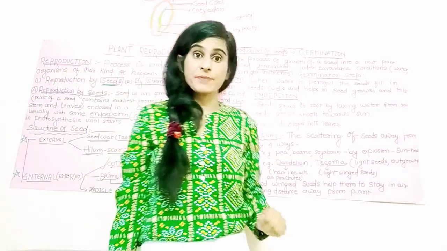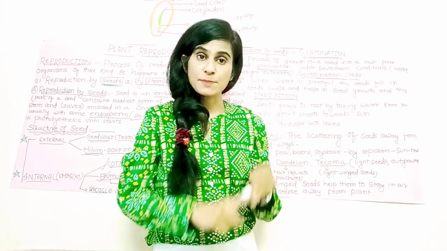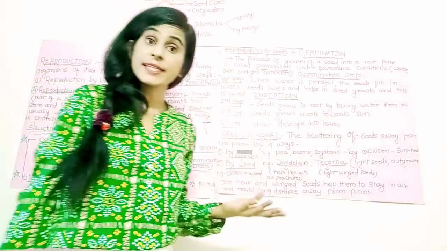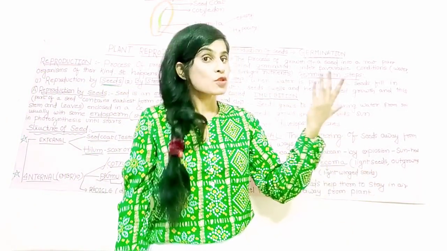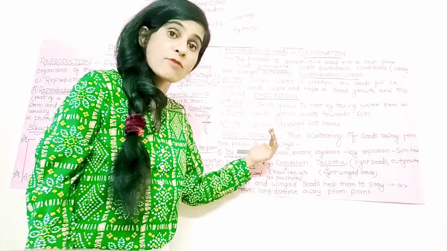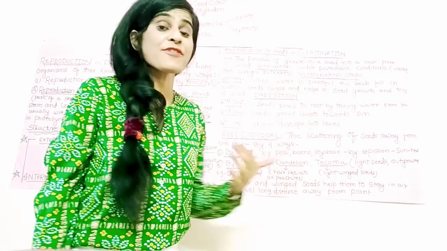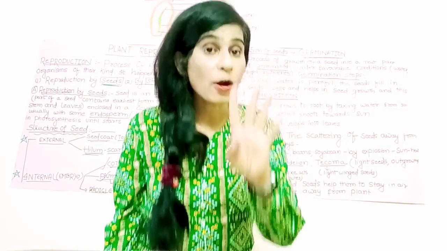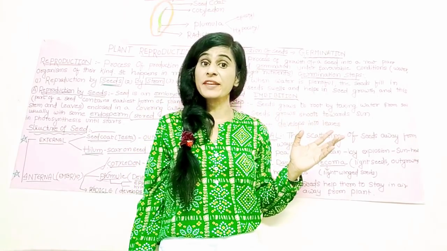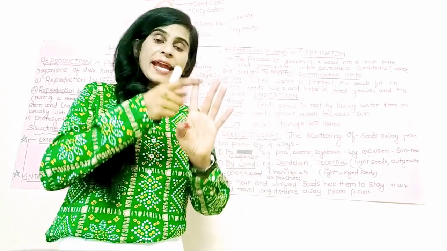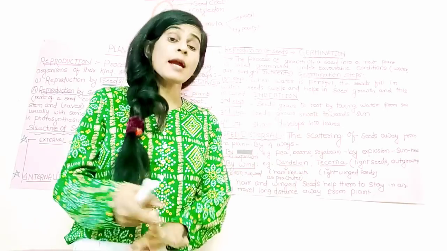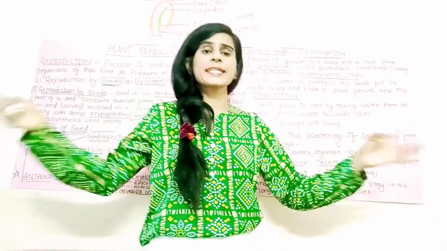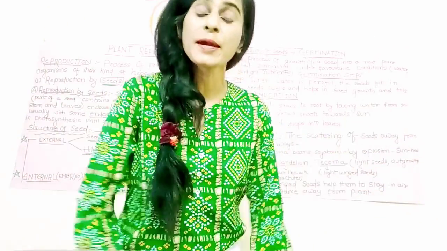And it occurs in four ways, my children: by explosion, by wind, by water and by animals. So what is seed dispersal? The scattering of the seeds away from the parent plant. By how many ways do the seeds get dispersed? Four. What are those? By explosion, by wind, by water and by animals. By these four ways they get dispersed away from their parent plants.